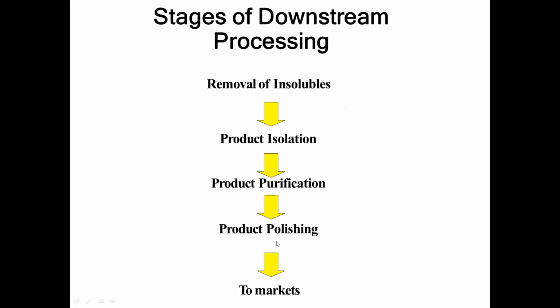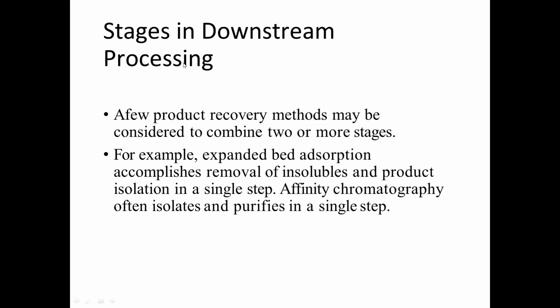Now, stages in downstream processing: a few product recovery methods may be considered to combine two or more stages. For example, expanded bed adsorption accomplishes removal of insolubles and product isolation in a single step. Affinity chromatography often isolates and purifies in a single step. तो ये कुछ examples हैं. हम separation techniques, advanced separation techniques आपके final year में आप पढ़ोगे. उस time आपको ये ज़्यादा डिटेल में समझ आएगा.